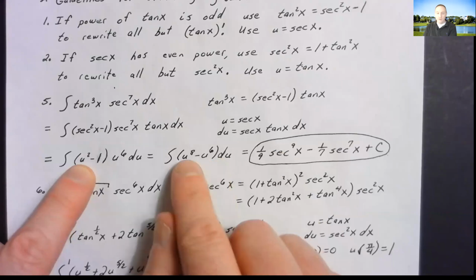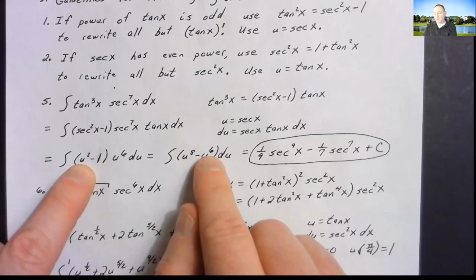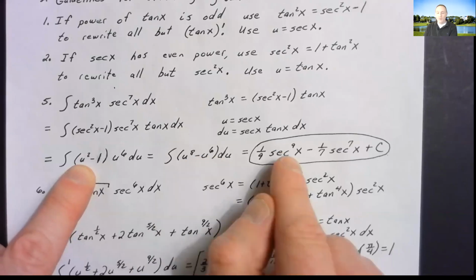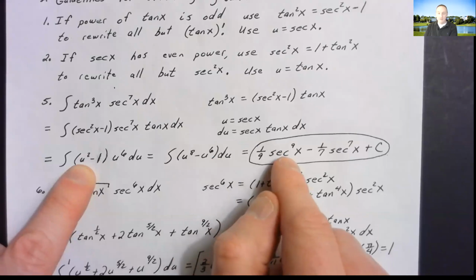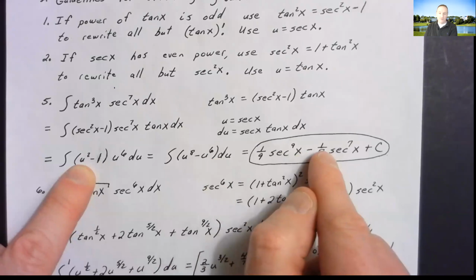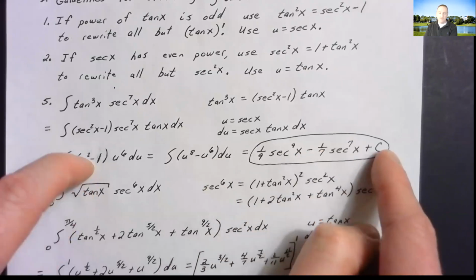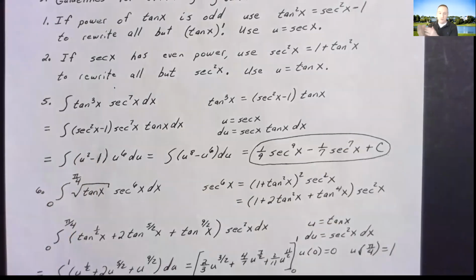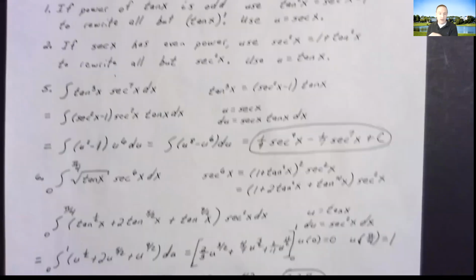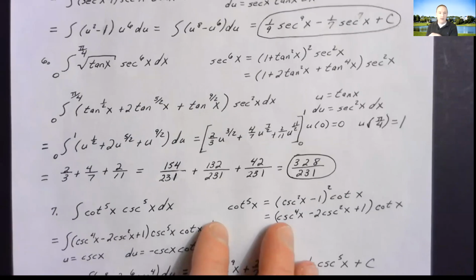First term would become u to the 9th over 9. Second term, u to the 7th over 7. I went ahead and put it back in terms of x. We'll get 1/9 secant to the 9th of x minus 1/7 secant to the 7th of x plus your constant of integration. So you're thinking, hey, this stuff isn't bad. No, it's really not. It's quite fun, actually.